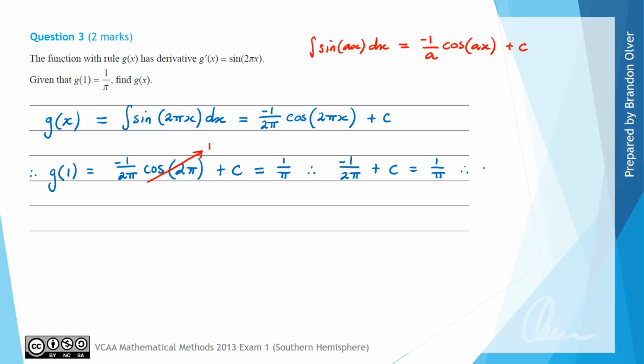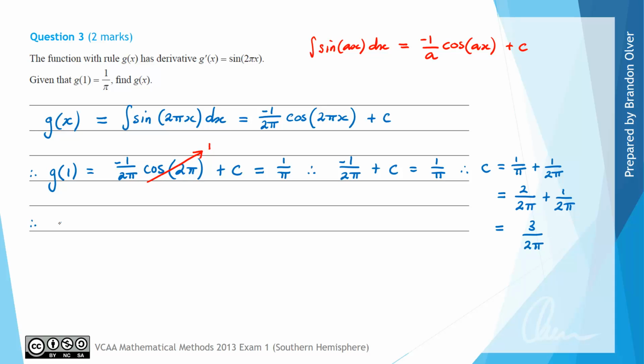So therefore c must equal 1 over pi plus 1 over 2 pi, when we add 1 over 2 pi to both sides of that equation. So that can be written as 2 over 2 pi plus 1 over 2 pi to get a common denominator, which is equal to 3 divided by 2 pi.